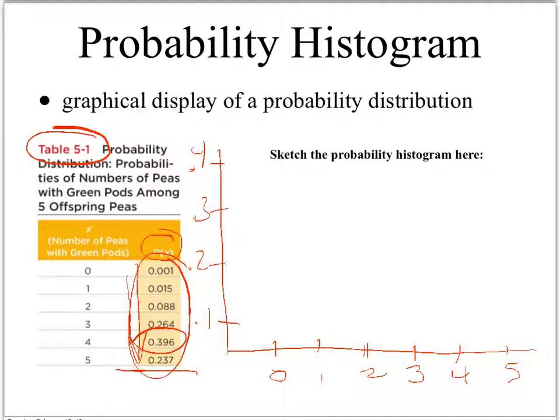Okay, so now we look at the value and the probability for the value 0.